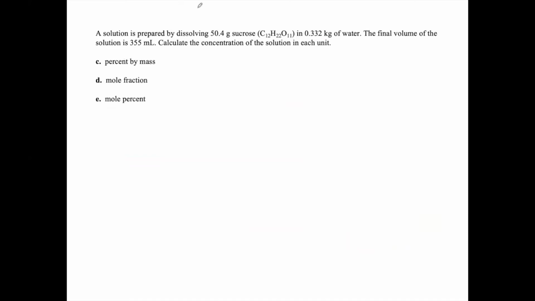Okay, percent by mass. 50 grams of sucrose, 0.332 kilograms of water, or in other words, that's 332 grams of water. So remember, percent by mass, the mass of the whole thing, it's the mass of the solution. In our previous examples, we were given the density of the solution and the volume of the solution, and that's how we found the mass. But here we're not given density, but we are given the masses of the two components, right?